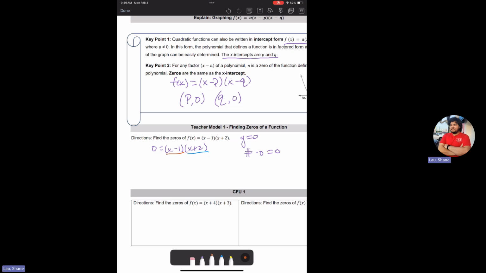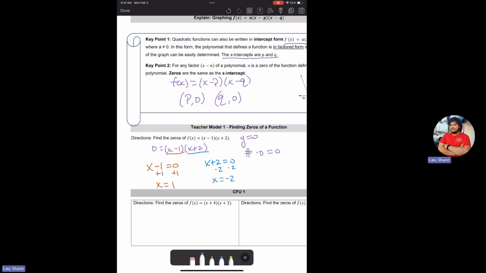So essentially what's going to happen is that I'm going to take x minus 1 and put it equal to 0. I'm going to put x plus 2 equal to 0. In doing so, that allows me to figure out what value of x I need to give me that 0. So here, if I'm solving for x, I'm going to add 1 on both sides. I get x equals 1. On the right side, I get x plus 2, so I'm going to subtract 2, and I get x equals negative 2 on this side.